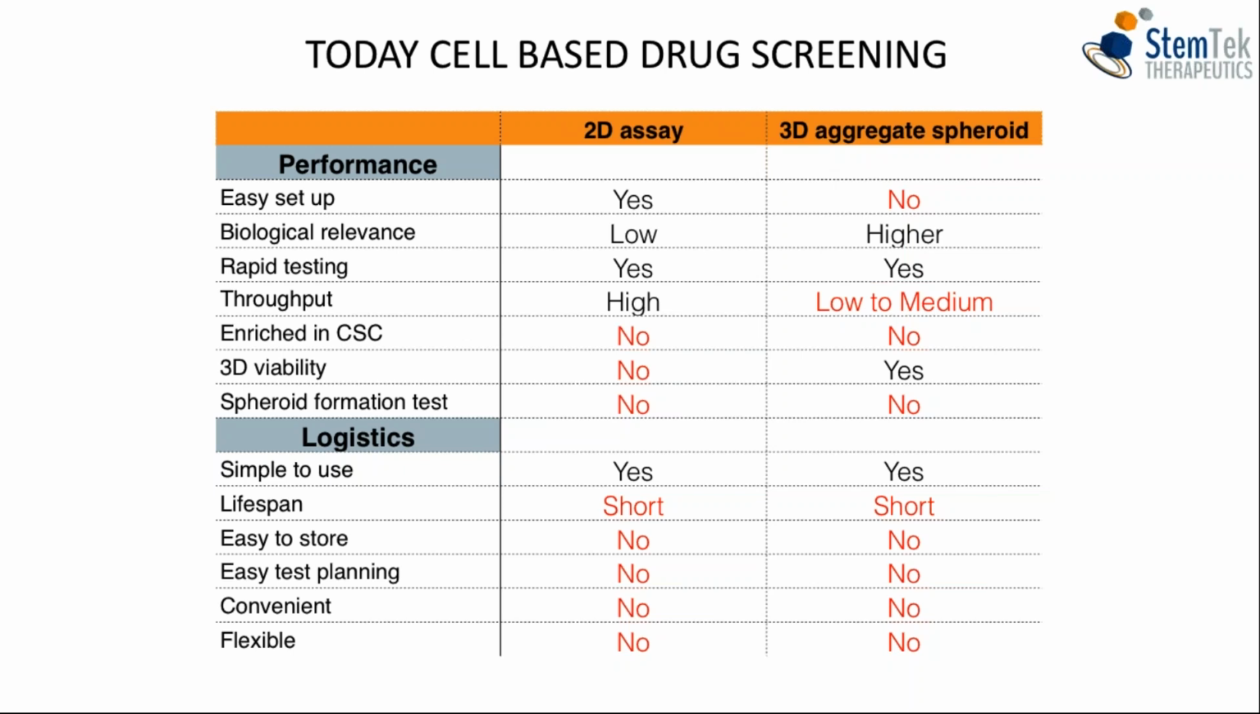Enriching CSC, which stands for cancer stem cells, is particularly interesting because 3D structures have a higher rate of cells with cancer stem cell or stemness features, and this is very relevant to understand the biology of the 3D spheroids. You can do a viability test on 3D, which obviously you cannot do on 2D, but with a 3D aggregate spheroid system, you cannot do a spheroid formation test, which I'm going to talk about next. And talking about the logistics, the 3D aggregate spheroid culture is very similar to 2D assays. It's simple to use, lifespan is short, but it's not easy to store, and convenient and flexible.